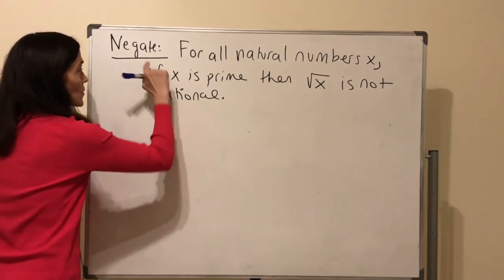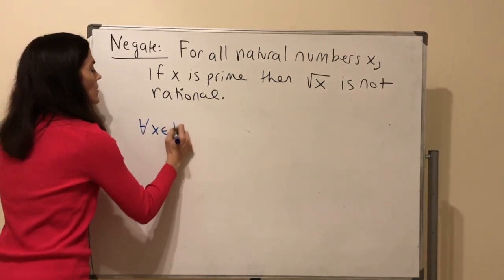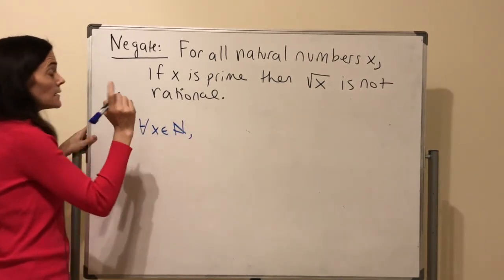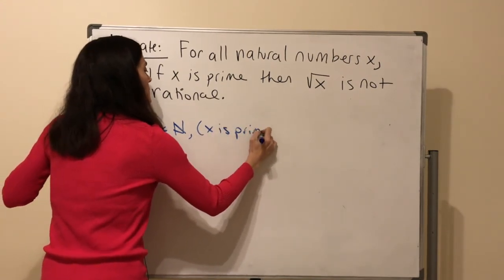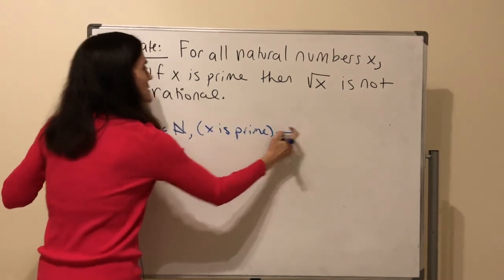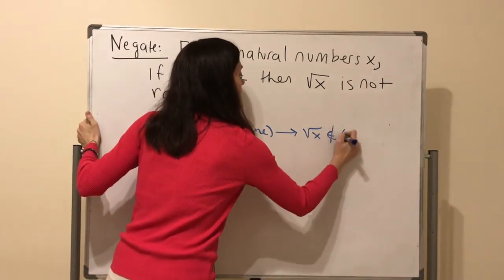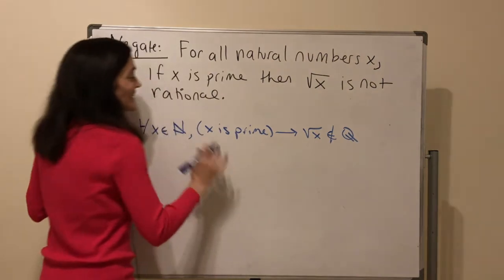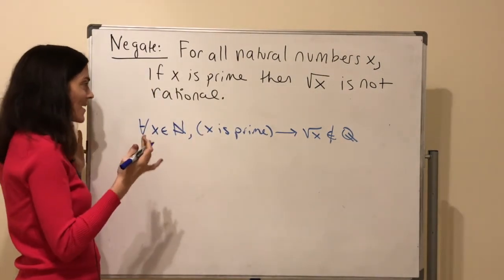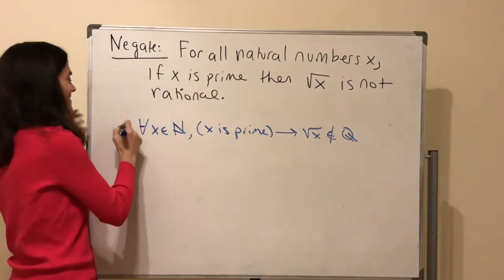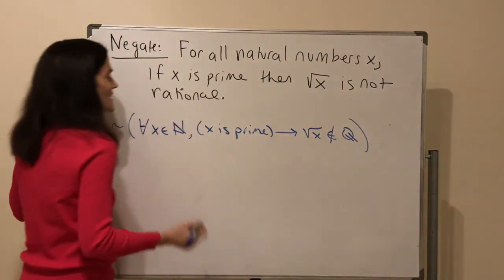But here we go. This statement is written this way: for all x in N, x is prime implies, well, that the square root of x is not an element of Q. This is this statement written with symbols. Now we want to negate. Okay, so this is what we are interested in.